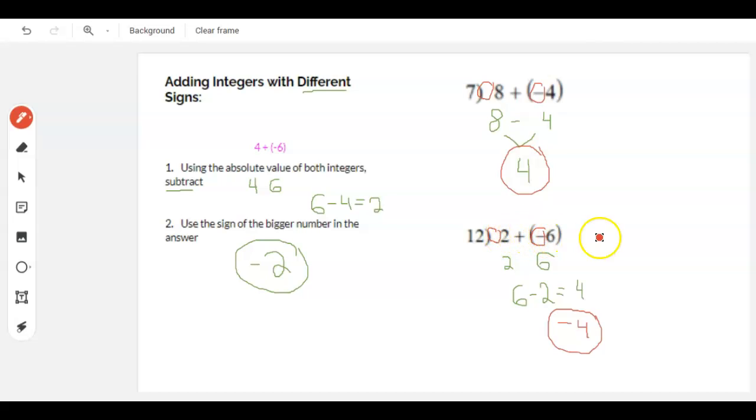Again, you can use the money idea. I have $2, but I owe $6, so I really owe just -4. Or I'm at 2 degrees and then it drops 6. Where did I end up? Okay, go ahead and try the ones that are on your paper.